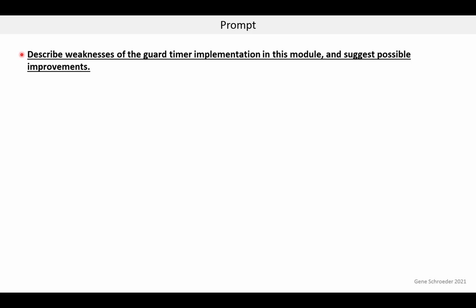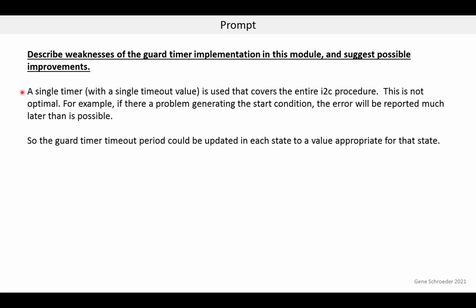Describe weaknesses of the guard timer implementation in this module and suggest possible improvements. Well, it's not too bad, but for the guard timer we have just a single timer with a single timeout value, and it's used to cover the entire I2C procedure. And this isn't optimal. For example, if there is a problem generating the start condition, we have to wait a much longer time before we report that error than we would have to. And that's because the timeout value has to be made to accommodate the longest possible I2C transaction.